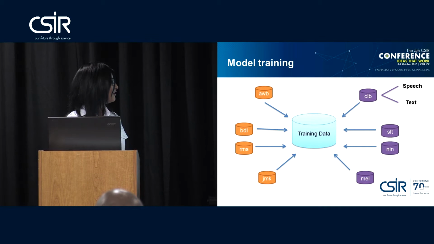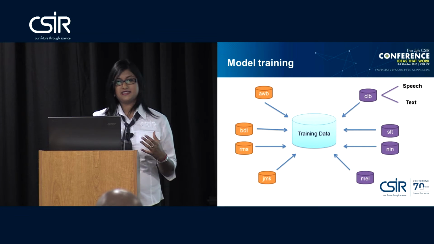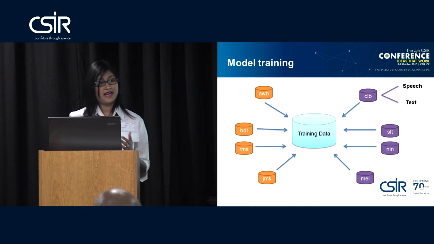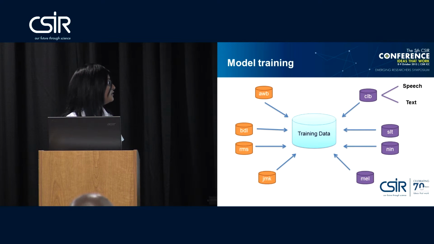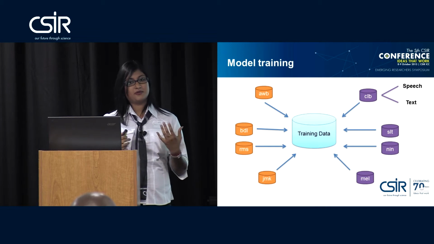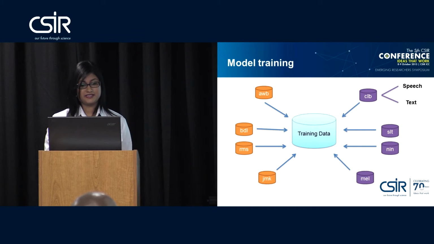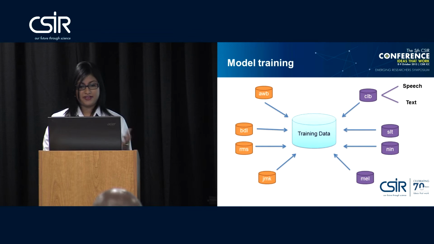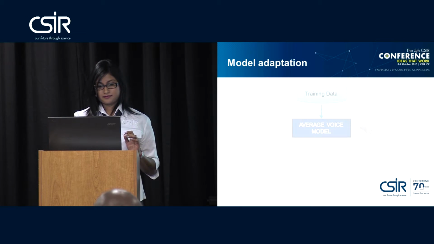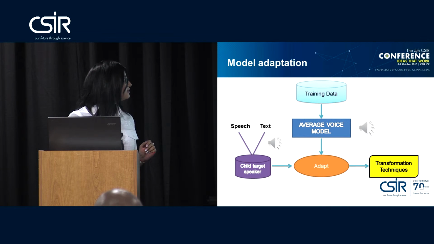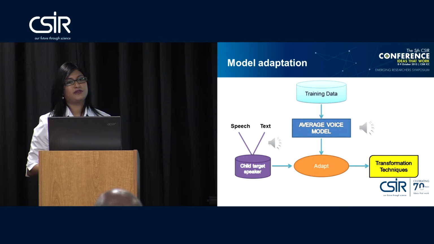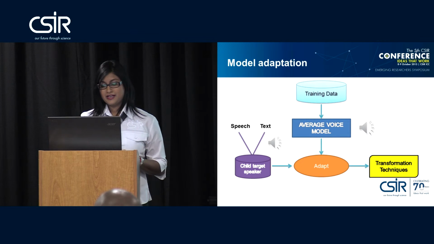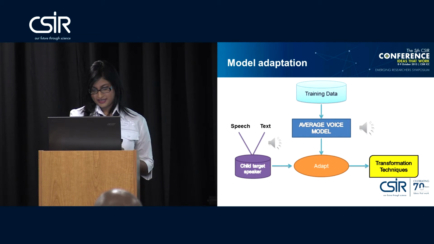So we start off by having training data from adult speakers. So we used male speakers here and female speakers along with their text in order to build these initial models. And we use combinations of the speakers, and we varied the speakers and ended up with a model which is referred to as an average voice model. So this is what it sounds like.